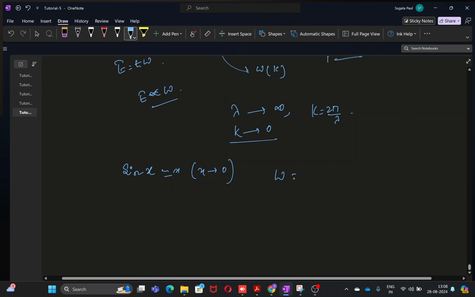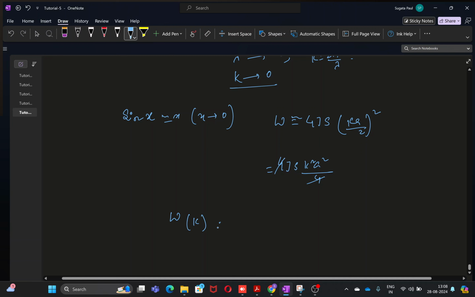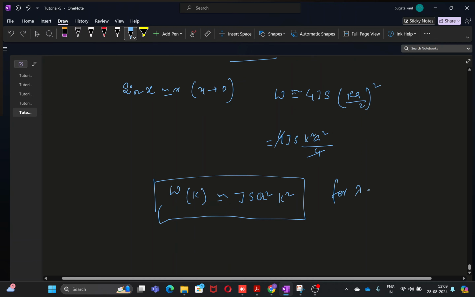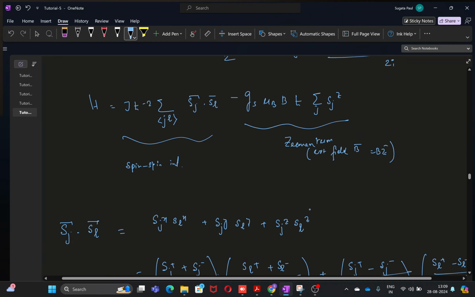So this omega equal to 4JS is nearly equal to, this is ka/2 whole squared, which is 4JS k squared a squared by 4. 4 and 4 cancel out. So omega as a function of k is just nearly equal to JS a squared k squared. So this is the solution for the dispersion relation for the large wavelength limit or small value of k. That means you get that your energy is proportional to k squared and not k, which is our option number 2 that we have correctly chosen, that this is the correct option.